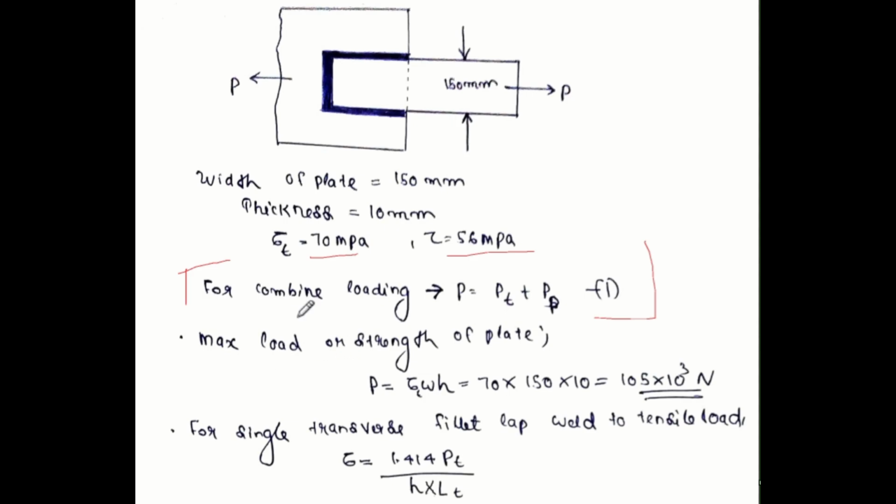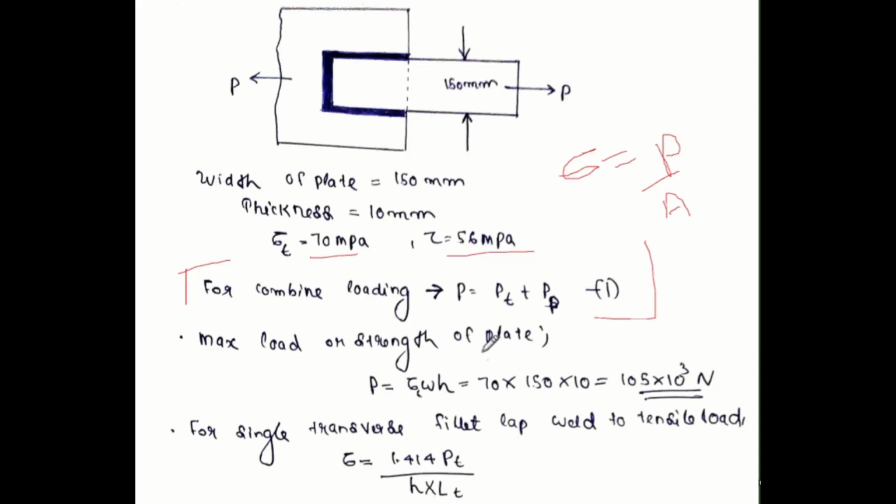First of all, you need to find the maximum load or total strength of the plate, which can be found by sigma times A. We know the basic formula of stress: sigma is equal to P by A. The maximum load or strength of the plate can be found using tensile stress. Using tensile stress, we get the maximum load; the maximum load can be found only by using tensile stress, not shear stress.